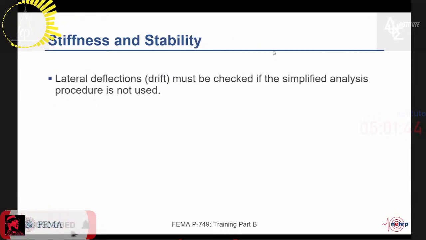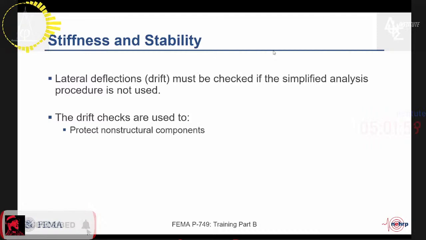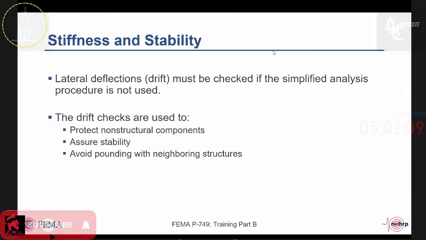In addition to determining the required strength of the structure, it's also necessary to be sure that the structure is stiff enough so that the drift is not excessive in response to earthquake. Drift checks are used to assure that non-structural components will not see excessive damage, to assure that the structure will not experience P delta instability in response to earthquake, and also to avoid pounding with neighboring structures.